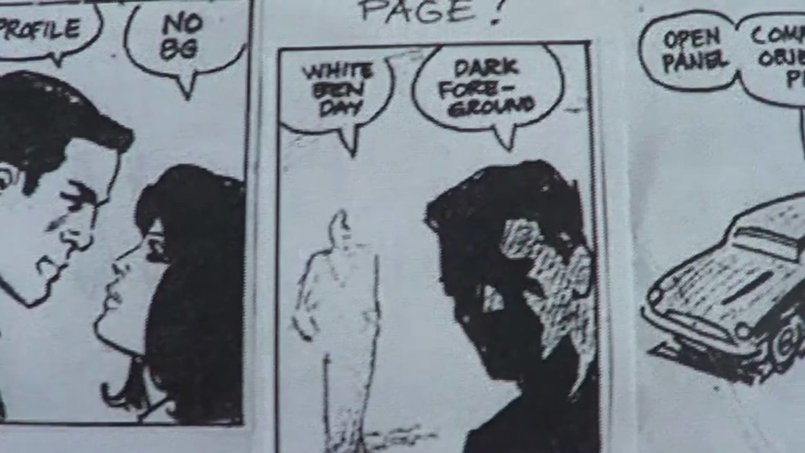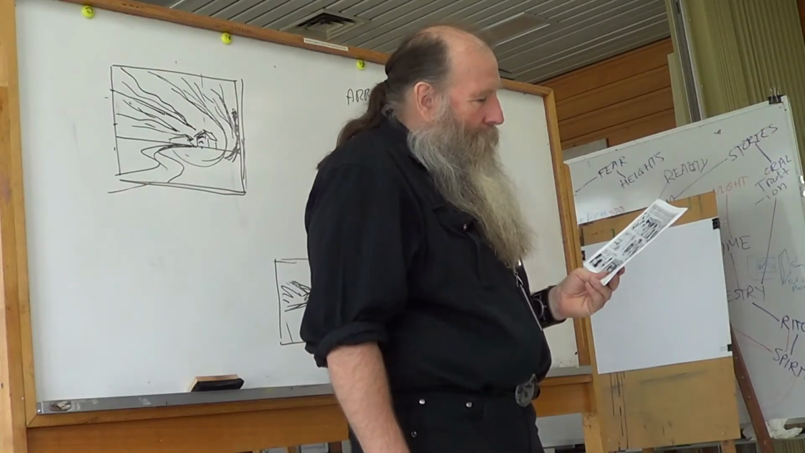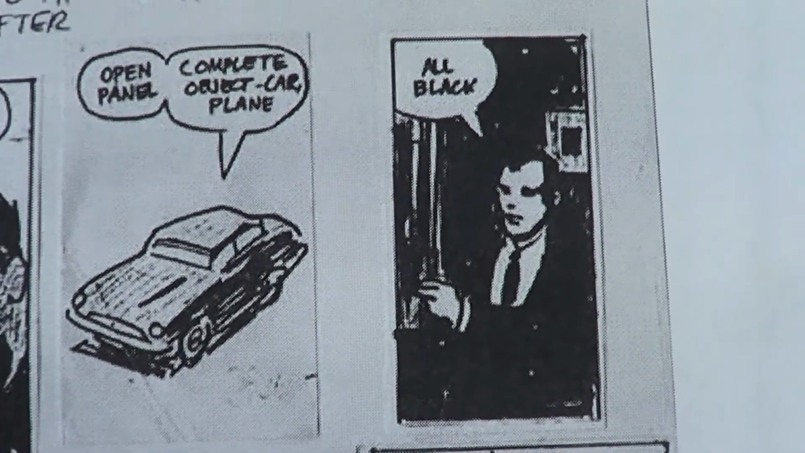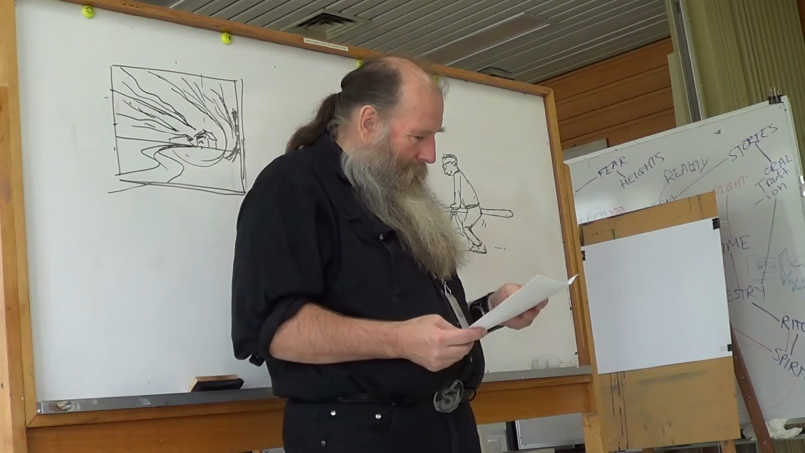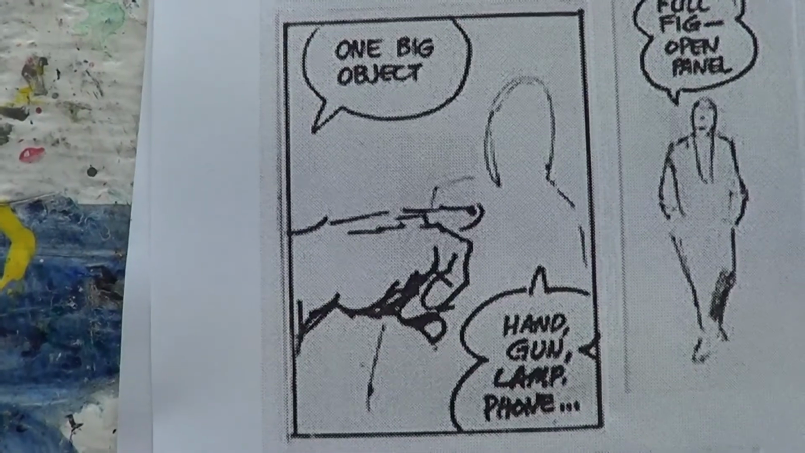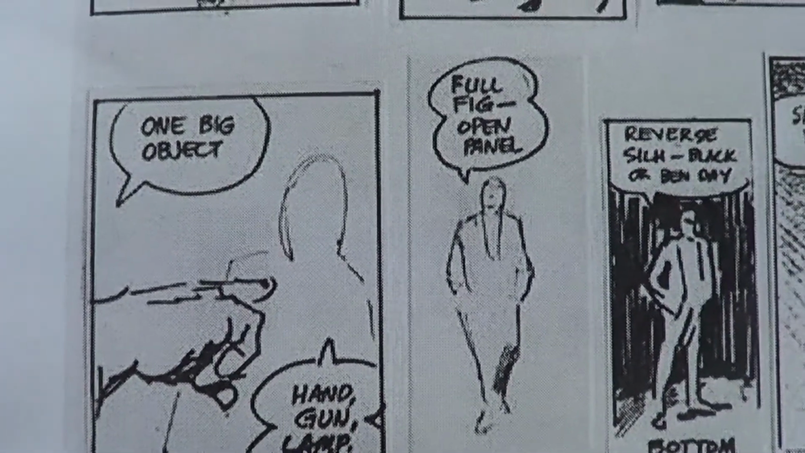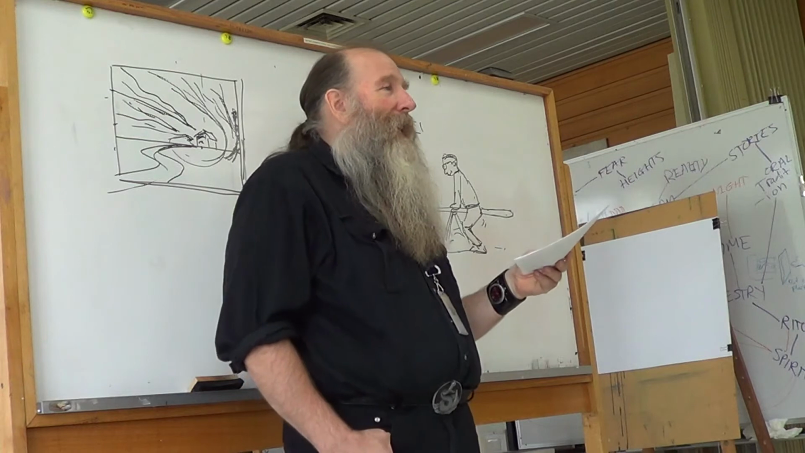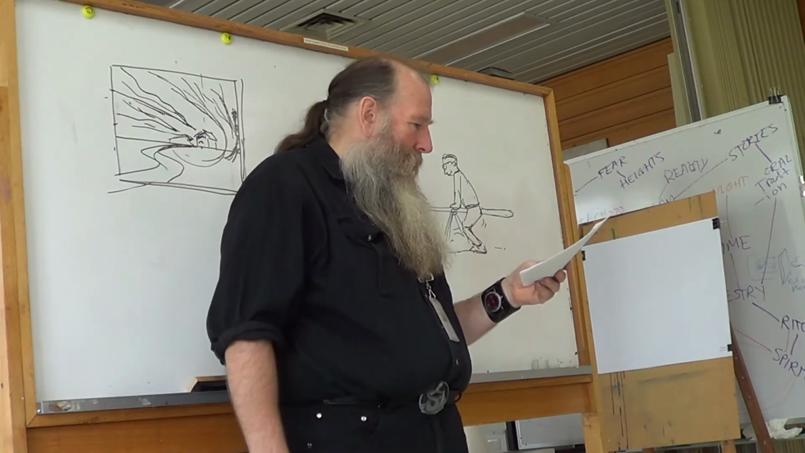Next one, open panel and one large object. One next to that is nearly all black. The man's wearing a black suit and he's in a darkened room. Now, next line. One big object. Could be a hand, a gun, a lamp, a phone. You can see the background again. That figure, you can hardly see it. All the emphasis is on the big object in the front.